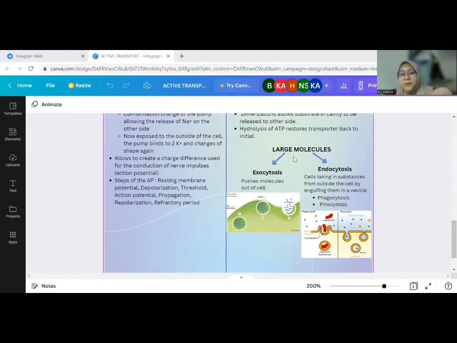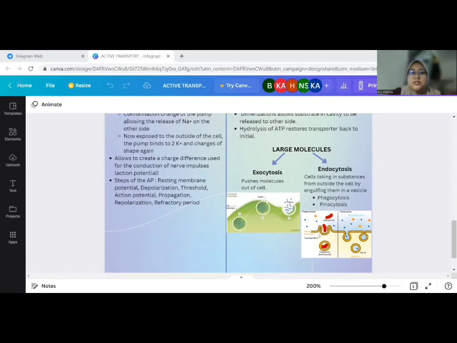I will explain about large molecules that require ATP. The first one is exocytosis, which pushes molecules out of the cell. The second one is endocytosis, in which cells take in substances from outside the cell by engulfing them in a vesicle. There are 2 types of endocytosis, which are phagocytosis and pinocytosis.